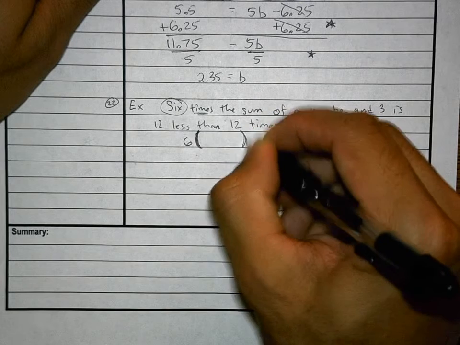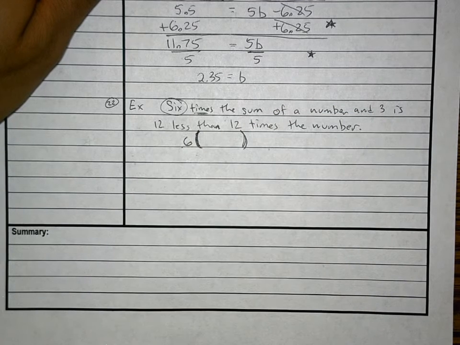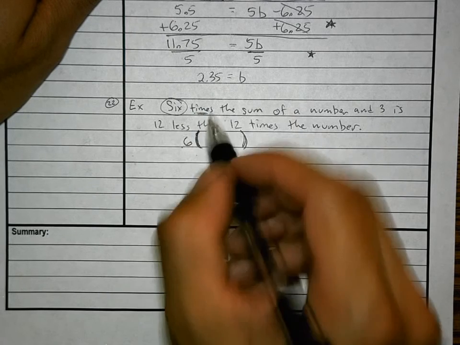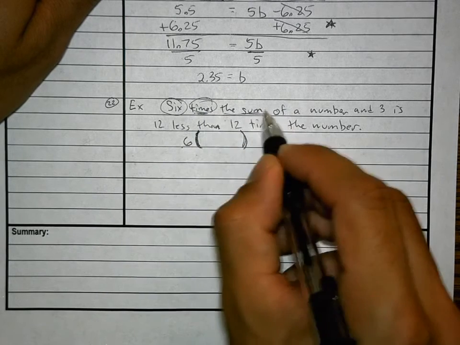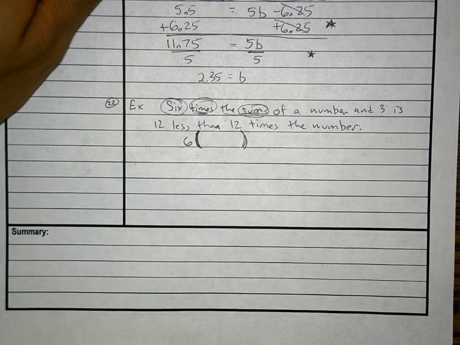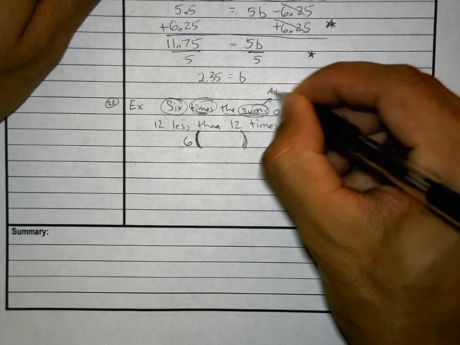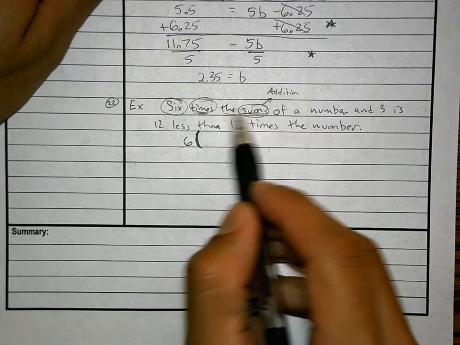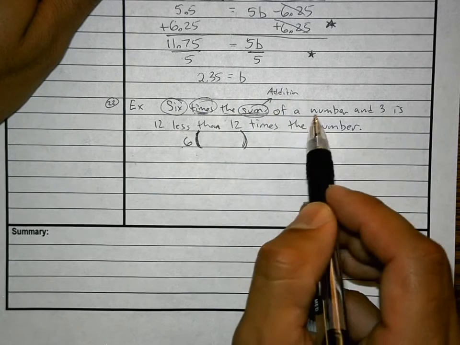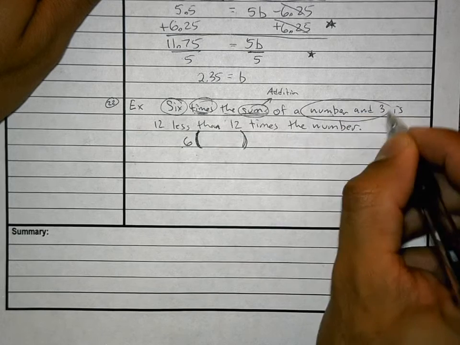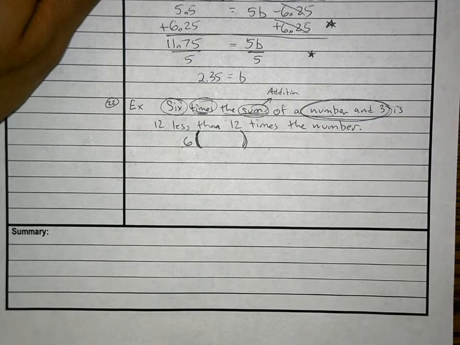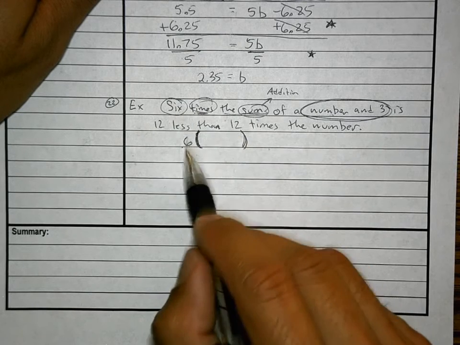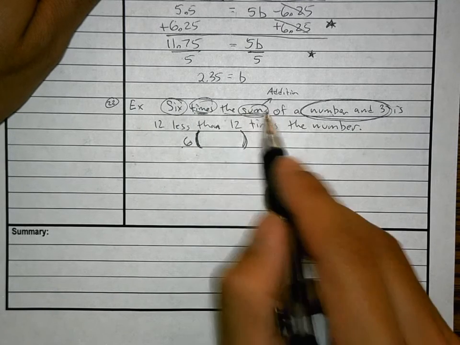We're going to have to do 6 times something. 6 multiplied by something. What am I multiplying? The sum. Do you know what sum means? I'm going to be adding some things. 6 times adding a number and 3. I'm going to circle number and 3. Literally, this is what I do. I actually start circling things, underlining things. Okay, 6 times, 6 parenthesis, the sum. Oh, I need to add something, so I'm going to put a plus sign right here.